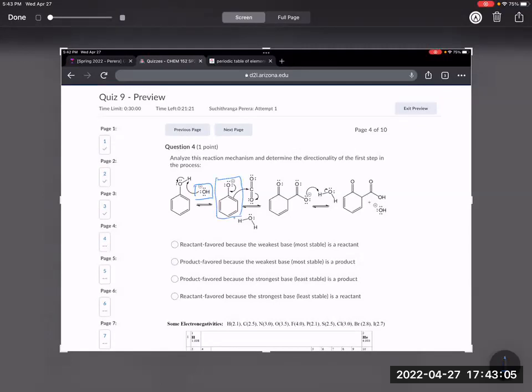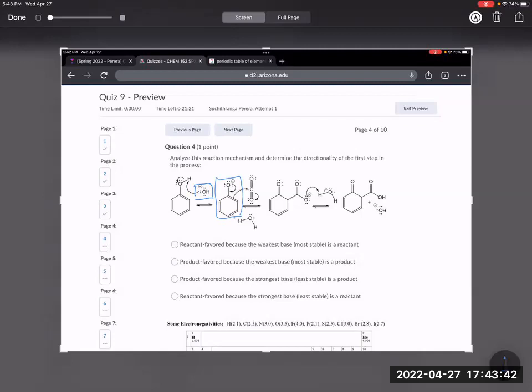Now here's the thing. In both cases, we have the negative charge on oxygen, therefore feature 1 doesn't help. And when it comes to feature 2, you have a double bond one bond away from the negative charge on our product side. The product side base is therefore going to be more stable due to feature 2, and therefore we can predict that this reaction is going to be product favored because the most stable base is on the product side.